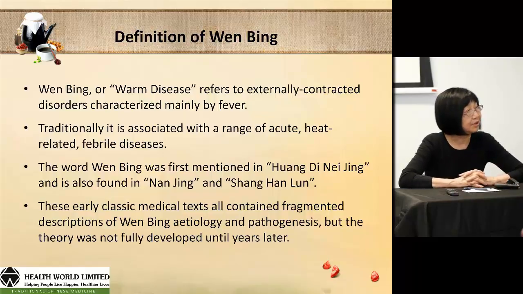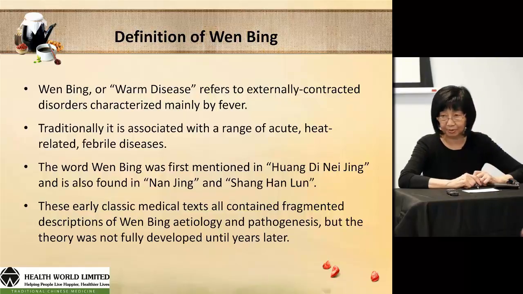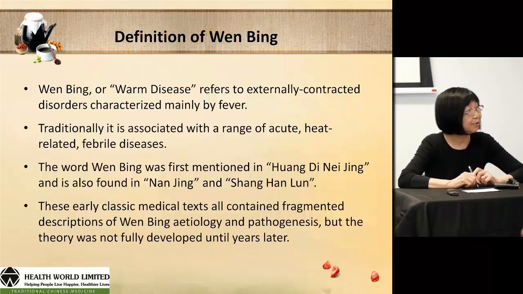Besides that, of course, there are many schools in Wen Bing, of which today we will highlight some. The traditional thinking of Wen Bing is associated with a range of acute heat-related febrile diseases. That is why it was first mentioned in the Huangdi Neijing, and also in the Nanjing and Shanghanlun. These early classic medical texts contain fragmented descriptions of Wen Bing, but not in much detail.